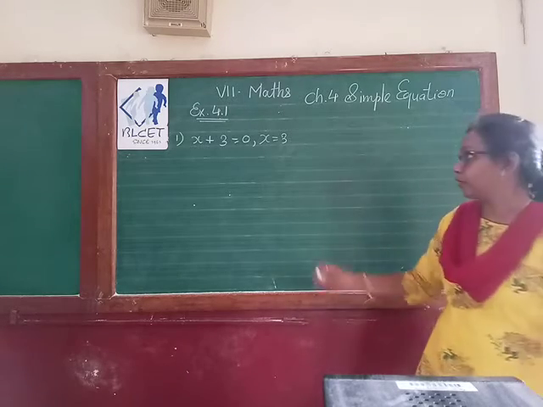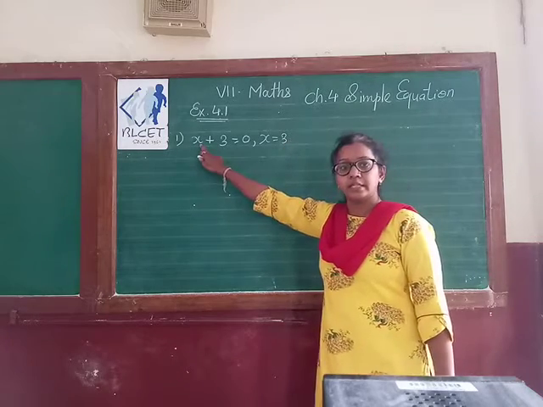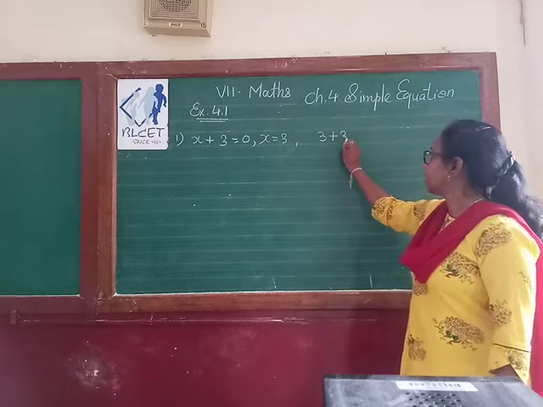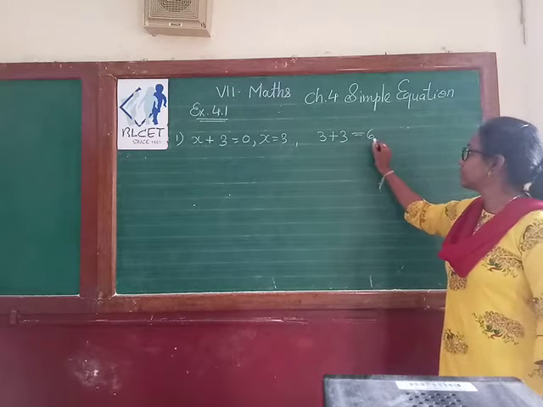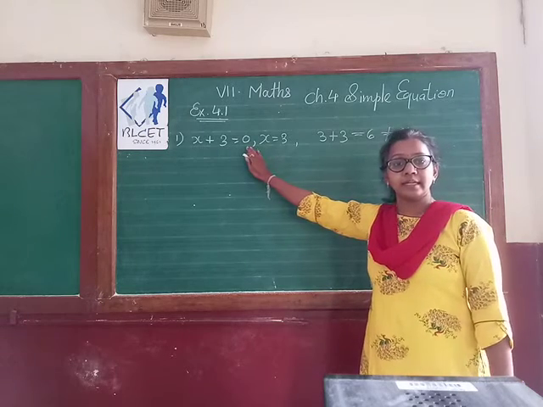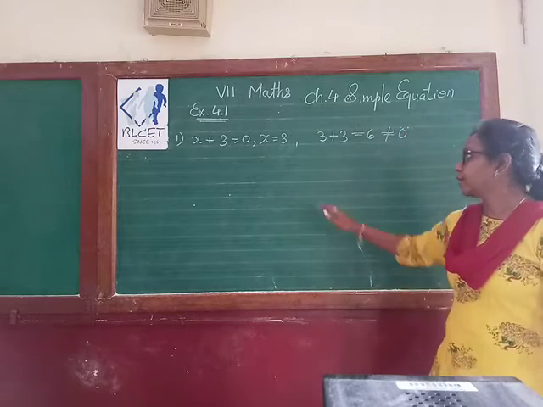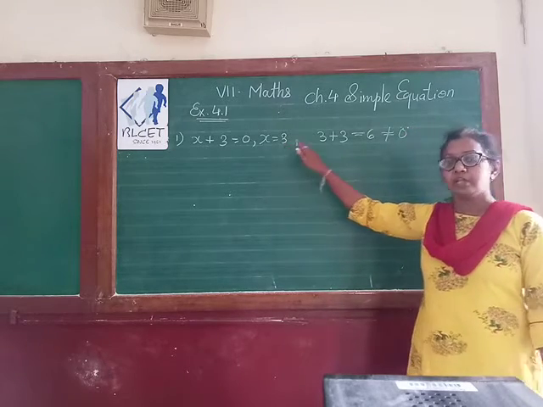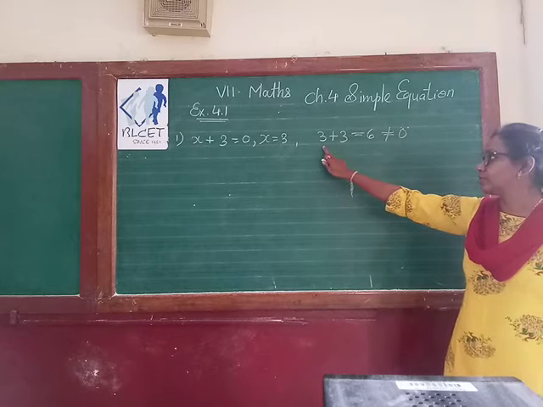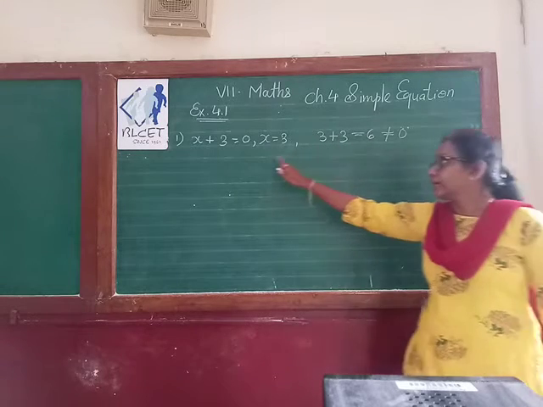So let's see what we have to do. Substitute the value of the variable in the given equation, that is x plus 3 equal to 0. So what will we get? 3 plus 3 is equal to 6, which is not equal to 0. We want the result to be 0 for the given value of x. When you keep x equal to 3, you replace the value of x by 3. So 3 plus 3 gives you 6, that we know. But here our result should be 0.